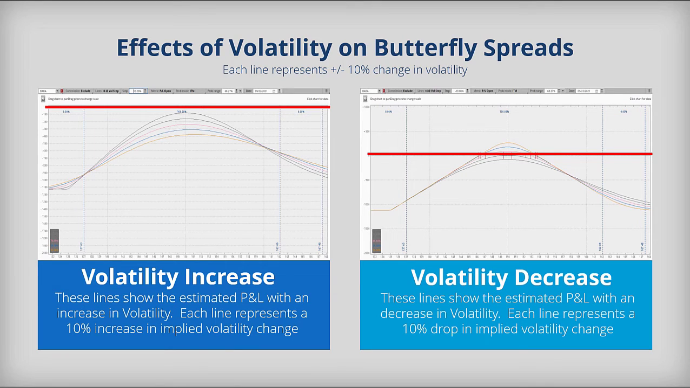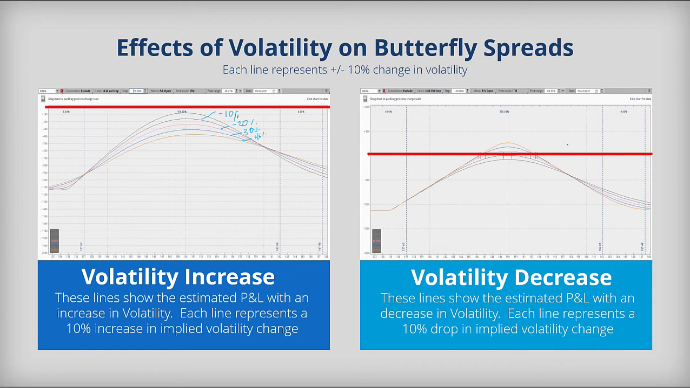All right, so I went ahead and just took these same trades and I said, okay, what is the effect of volatility? So I basically put in a 10% change of volatility. So we have four lines of volatility. Just to let you know how to read this, the first line is going to be minus 10% volatility change. The second one will be minus 20. Third one will be minus 30. The fourth one will be minus 40. So we can actually look and see, okay, what is the effect of volatility on these? And then the same thing on the upside.